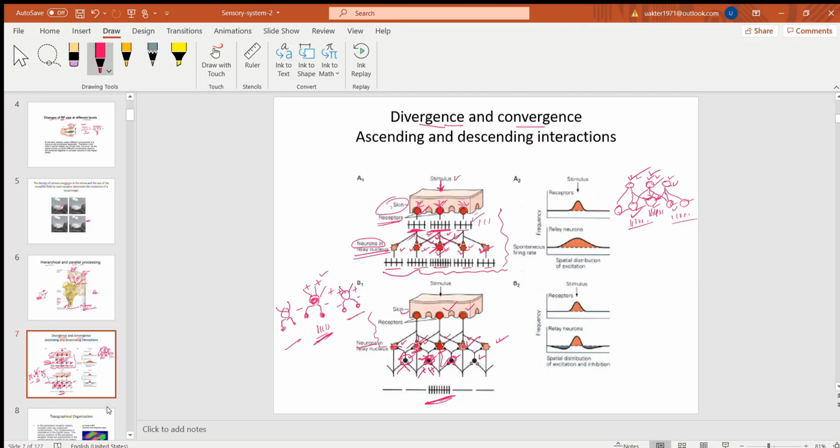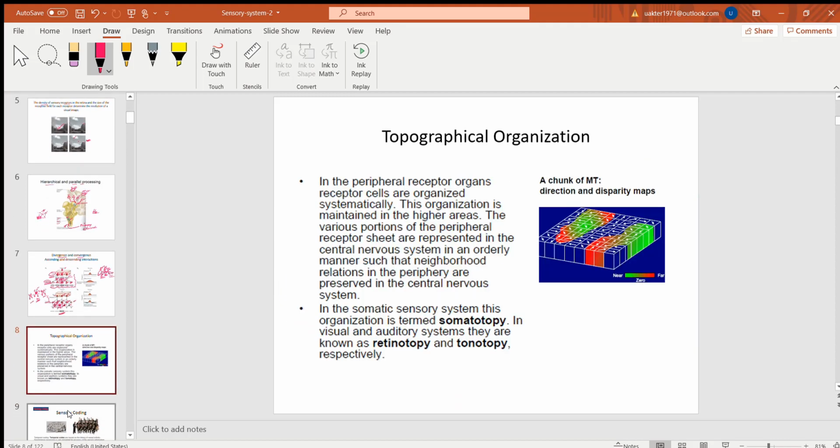Okay, in some cases we see divergence, in some cases we see convergence, and both are very important to process the sensory signal. Topographical organization. As I mentioned, in different sensory areas you will see the neurons are very systematically organized. What does it mean? This is a chunk of area MT in the visual part of the brain. So in the visual part of the brain, the occipital lobe, you have a small area that is called middle temporal, MT.